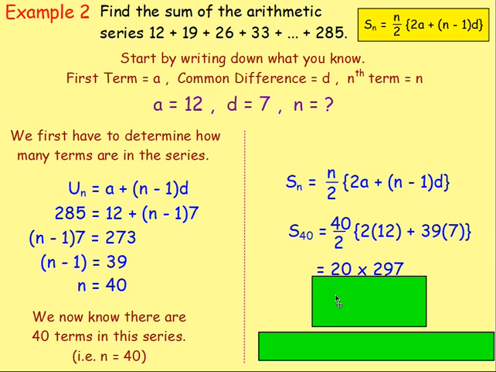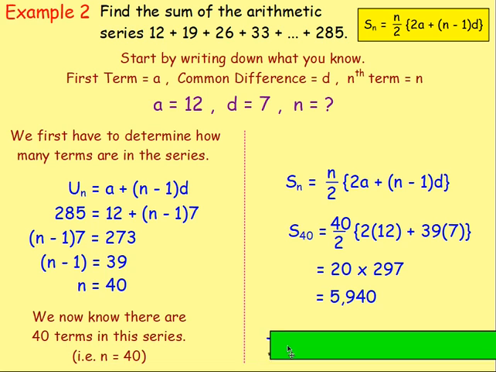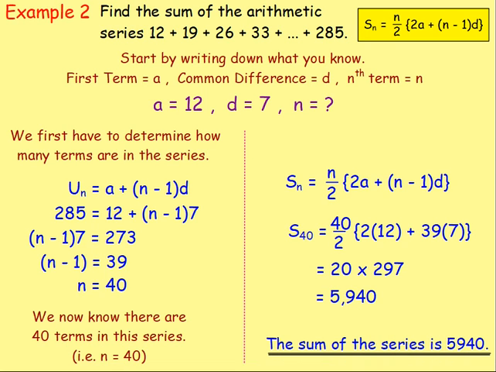Simplify that. Well, 40 divided by 2 is 20. Work out this bit in these funky curly brackets. That's 297. Multiply them and you get 5,940, meaning the sum of the series is 5,940. Woo!